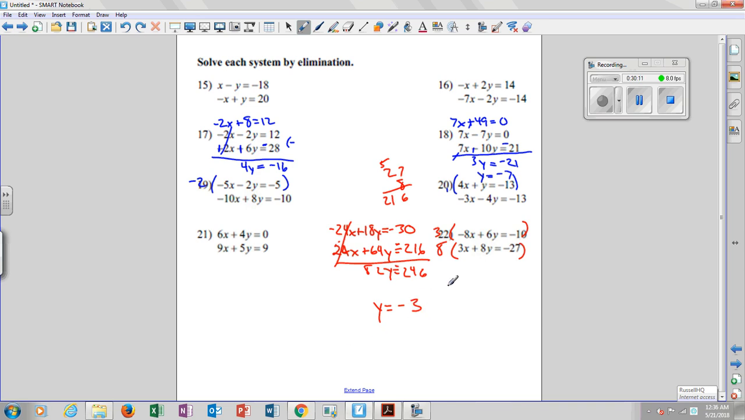Once we have y equals negative 3, we plug that in. 3x, 8 times negative 3 is negative 24, equals negative 27. Add the 24 over. 3x equals negative 3. Divide by 3. x equals negative 1.